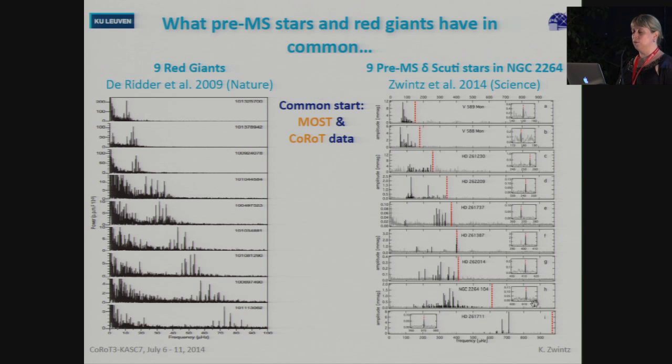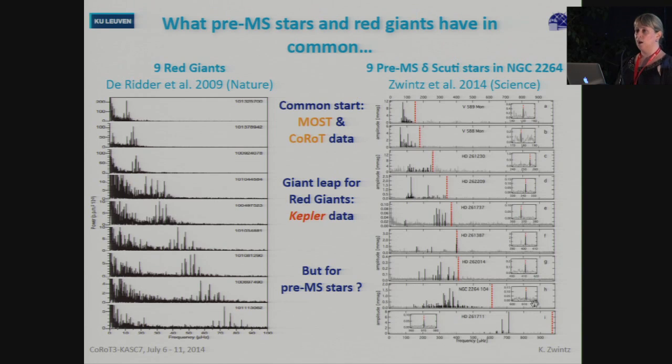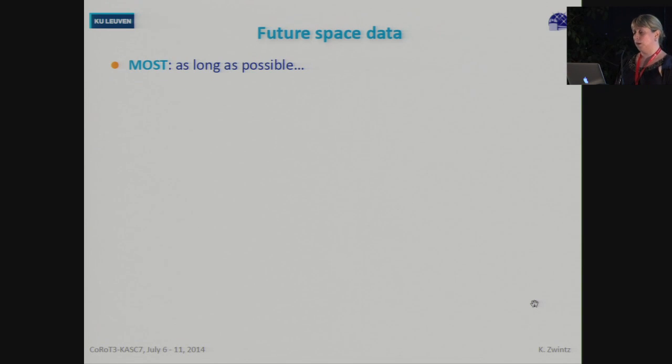Both topics started with MOST and CoRoT data, because we should not forget MOST also had a role in red giants. Then, of course, the red giants had the giant leap using the Kepler data, which is still missing for Freeman sequence stars because they were never part of the original Kepler mission. So how do we go on from here? What is the future prospect?